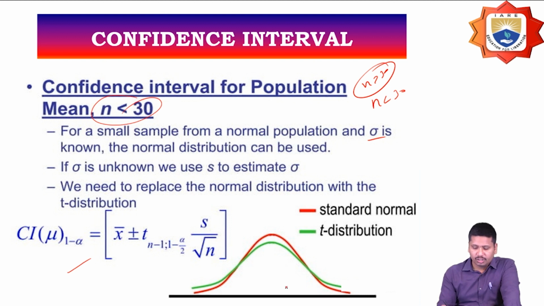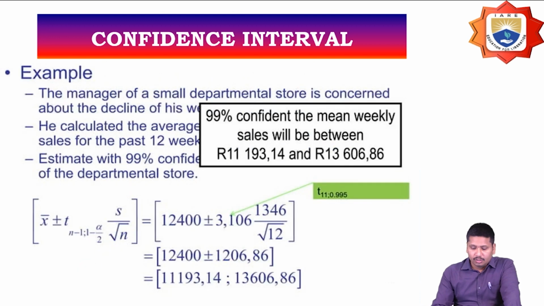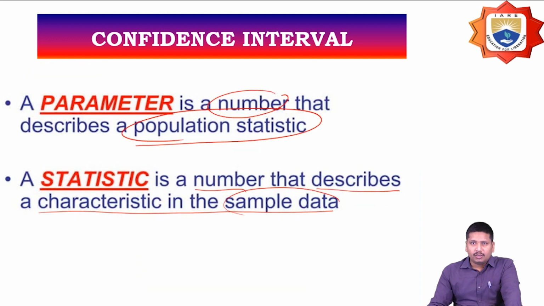So how does this t distribution look for applications with smaller populations? The red curve indicates the standard normal, and green is the t distribution. Here I can consider 99% confidence, meaning weekly sales lie between these values. How can we find this? We simply substitute these values into the equation, and finally we get the lower limit and upper limit values of the confidence interval. Okay, so that is the confidence interval.